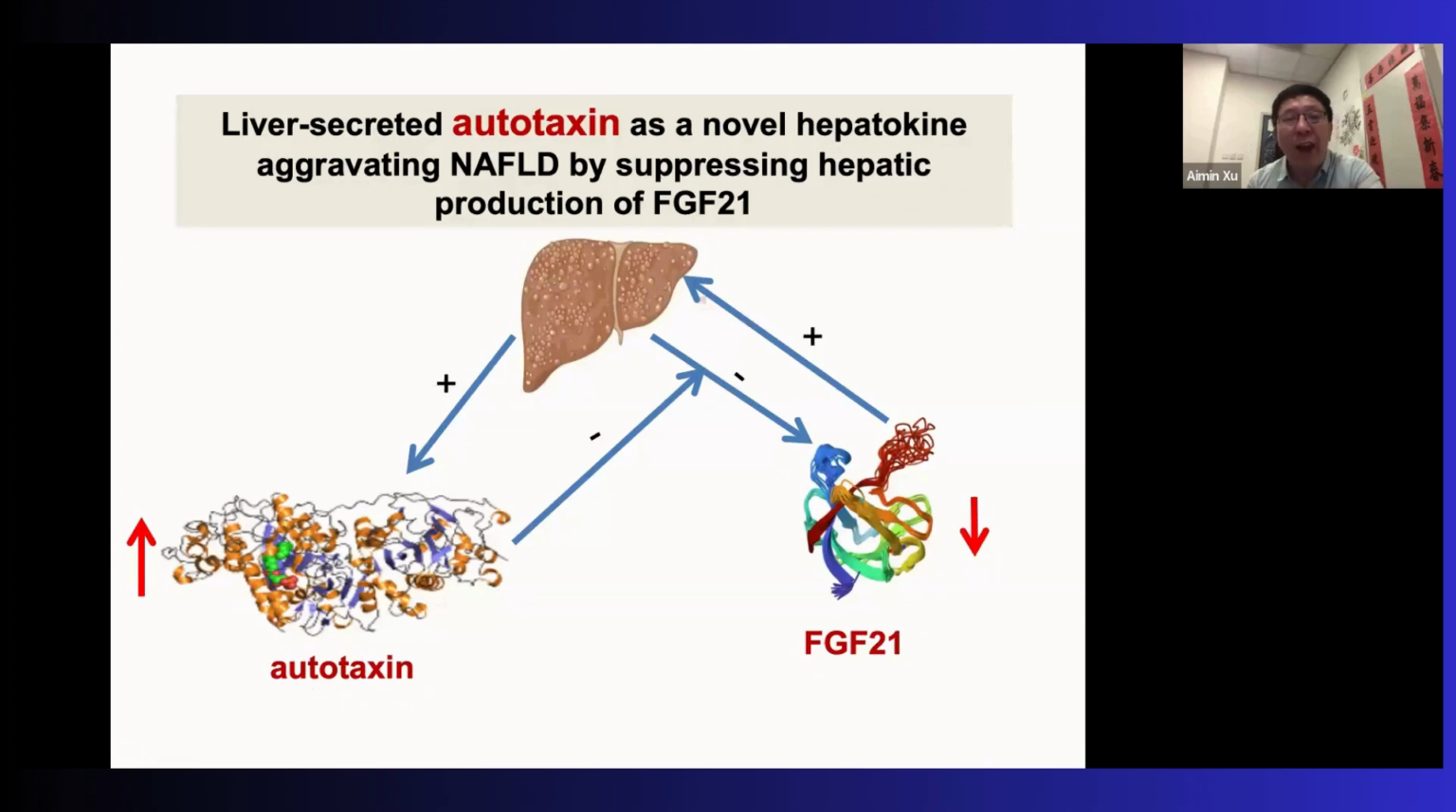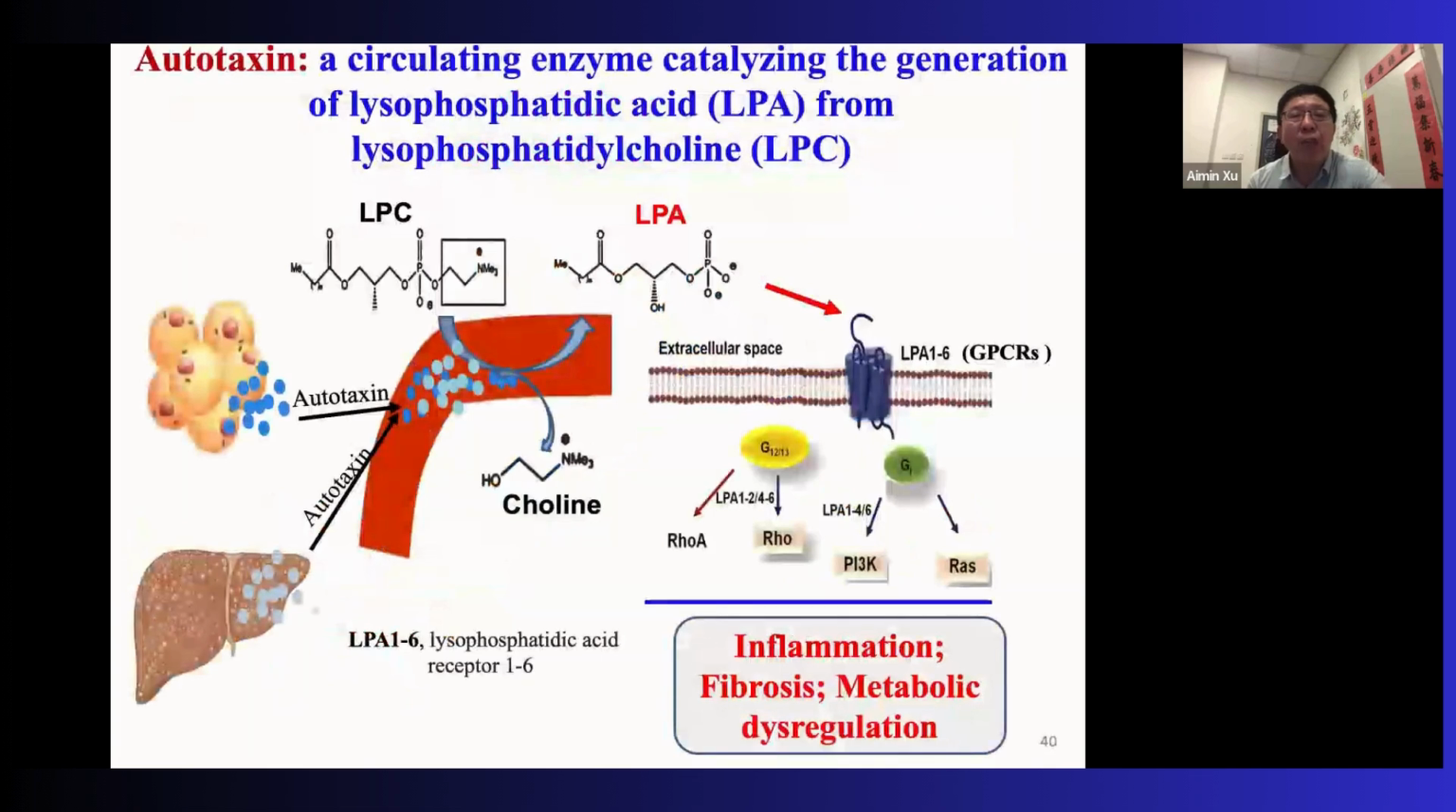So this is autotaxin. Autotaxin is a circulating enzyme that catalyzes the generation of LPA, lysophosphatidic acid, from LPC.